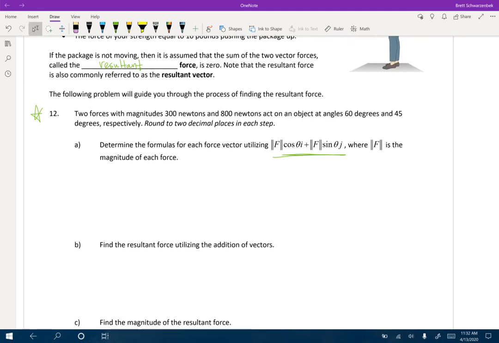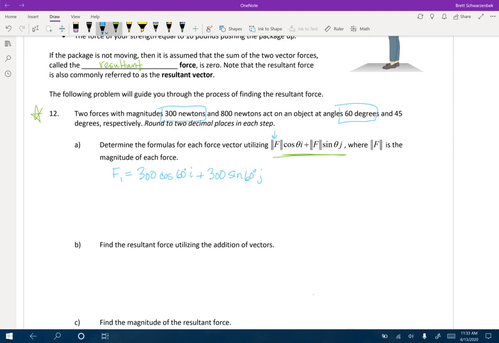For the purposes of this, I'm going to say F1 and F2 are going to be the two force vectors. So what's the first one? The first one is 300 newtons at an angle of 60 degrees. Okay, we'll stick it in blue. So what does that look like? Well, you take the magnitude, which is 300, you multiply by the cosine of the direction, 60 degrees, times i, and then you add the same magnitude times the sine of the same angle, 60 degrees, times j.